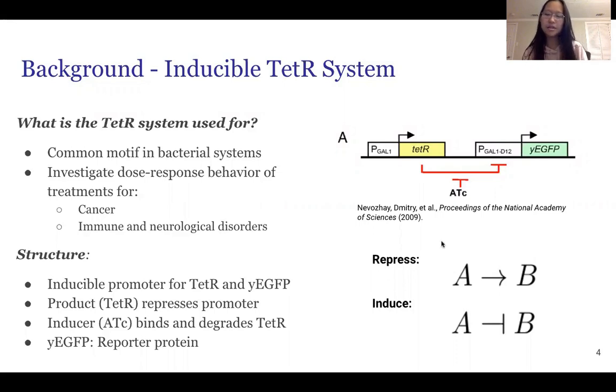And as we introduce ATC, it binds to TetR and prevents TetR from binding to YEGFP. So by doing that, increasing the levels of ATC increases the level of YEGFP. So why is this important? So we can use this system.